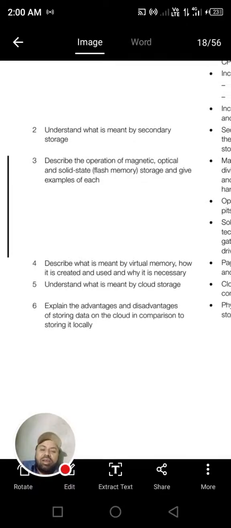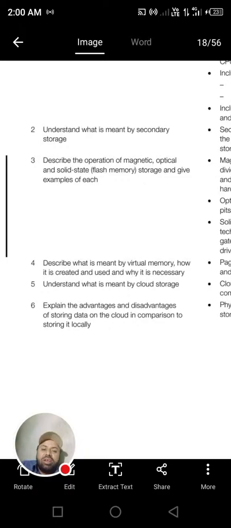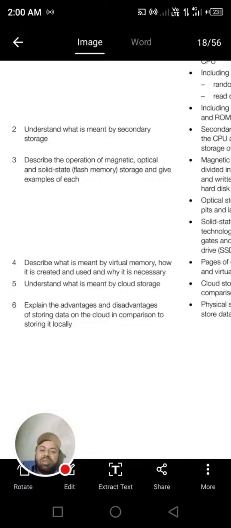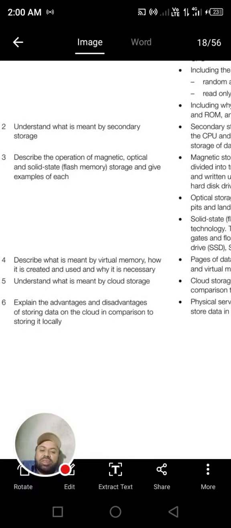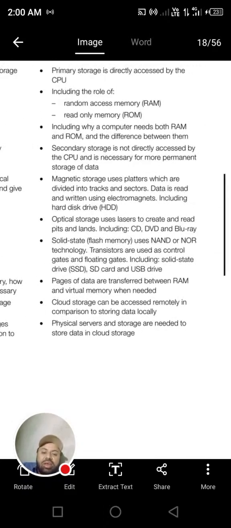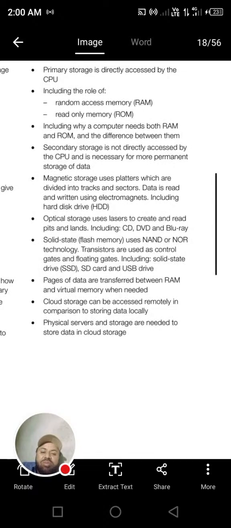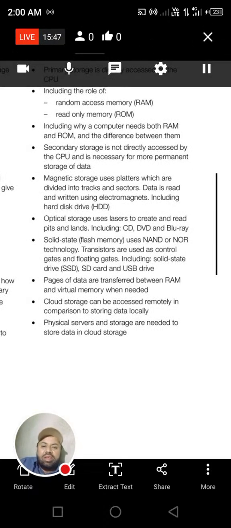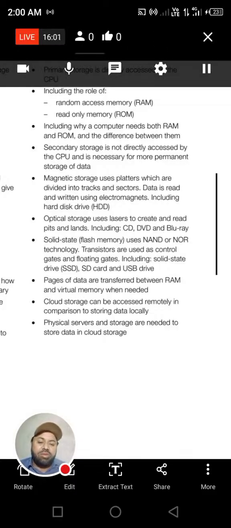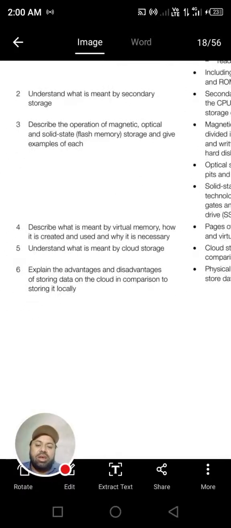We will cover the operation of magnetic, optical and solid state flash memory storage. Describe what is meant by virtual memory, how it is created and used, and why it is necessary. Then understand what is meant by cloud storage. Pages of data are transferred between RAM and virtual memory when needed. Virtual memory is a logical memory that is created and linked to RAM to meet its requirements.